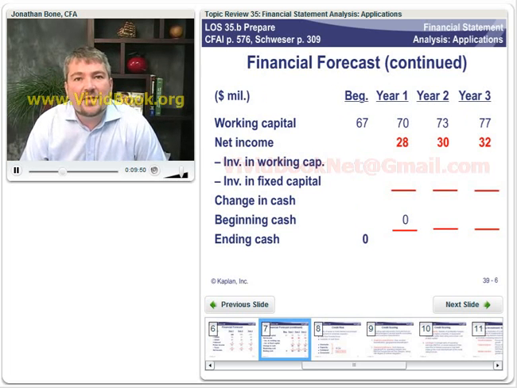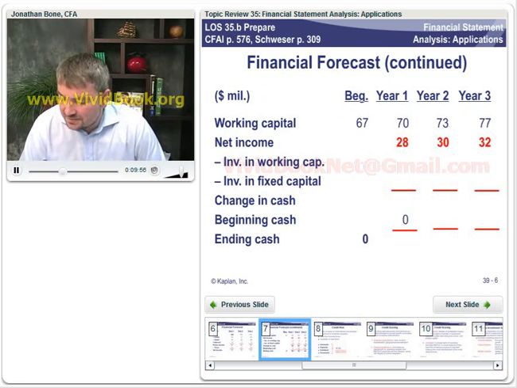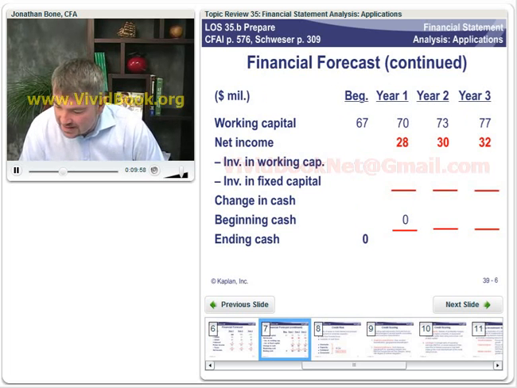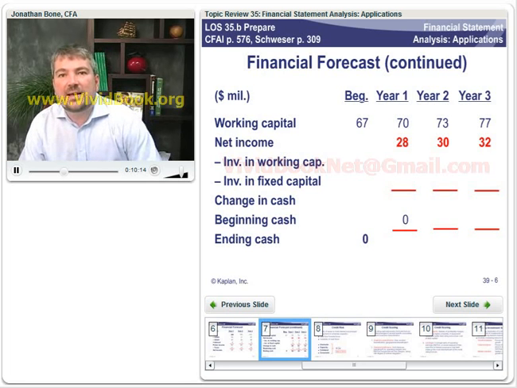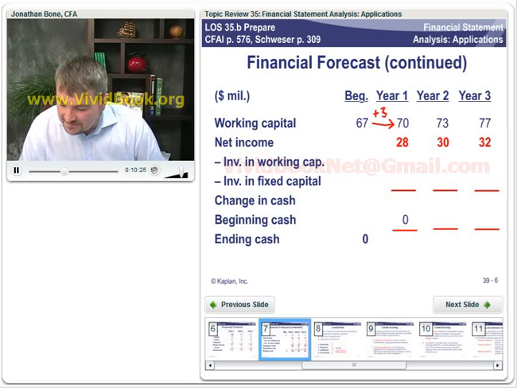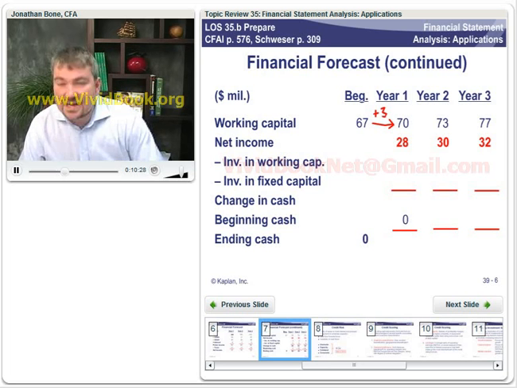Now we've also got the net income, of course, which we can lift straight from the income statements in the previous slide. We had net income of 28, 30 and 32. Now we want to strip out our working capital adjustments because what we're trying to get here, of course, is the change in cash. So we're really doing a CFO calculation here. So our investment in working capital, well, if we look at it between the beginning and year one, there's been an increase of 3. And we know that our fixed capital, well, we said that our fixed capital is going to be 5% of sales, the fixed capital investment.